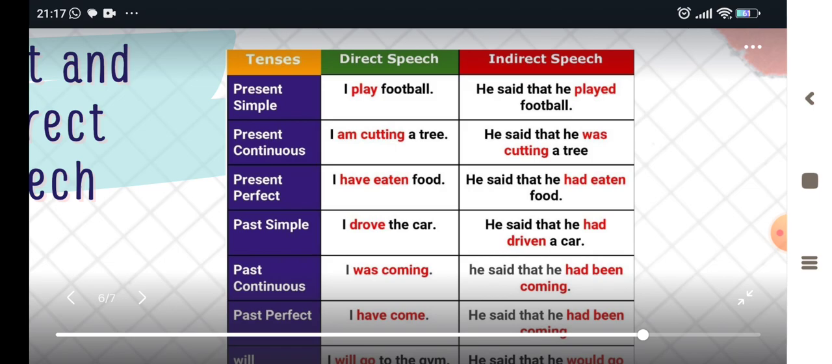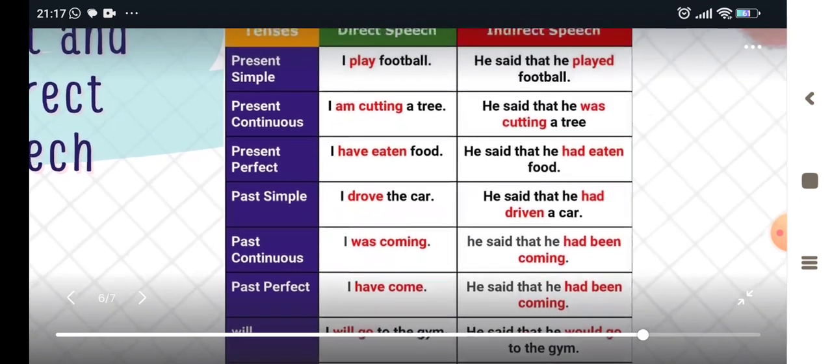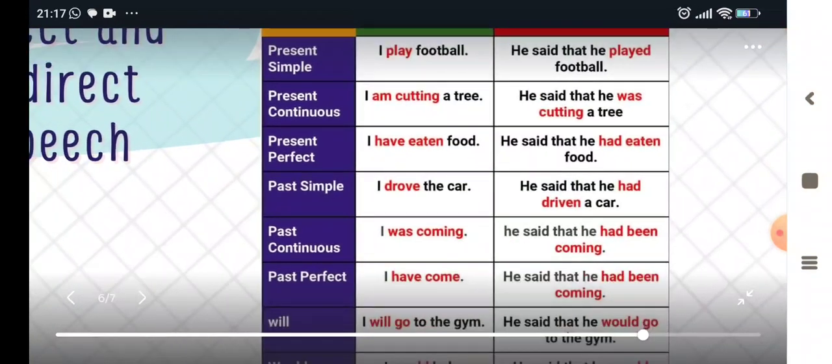Simple past. I drove the car. And in indirect speech, he said that he had driven a car. The same. In this case, we are changing to past perfect.